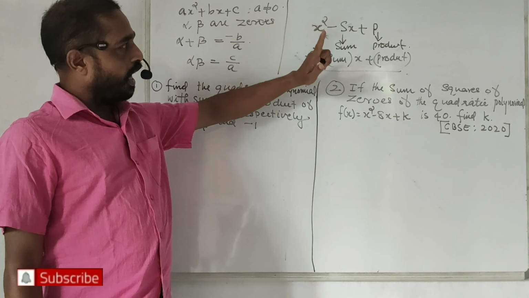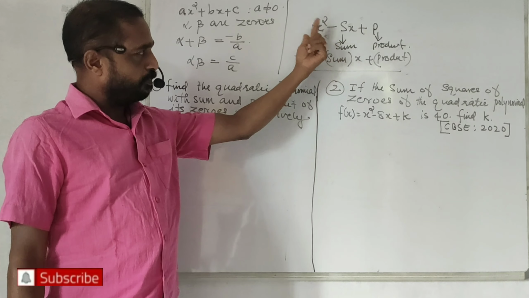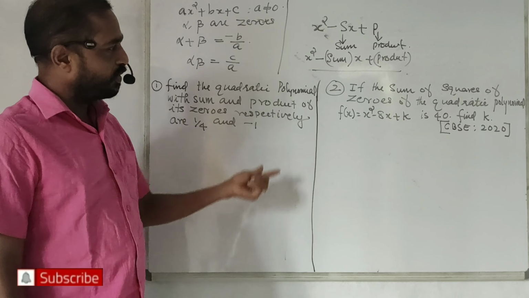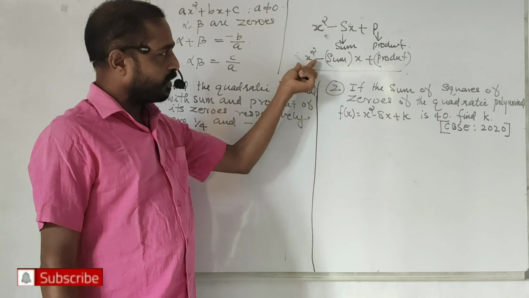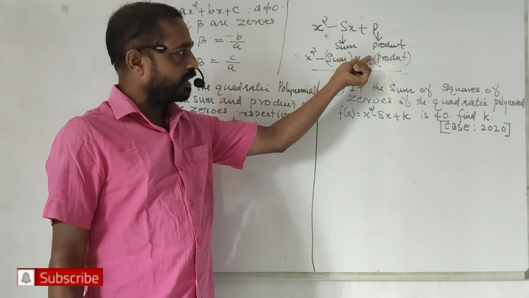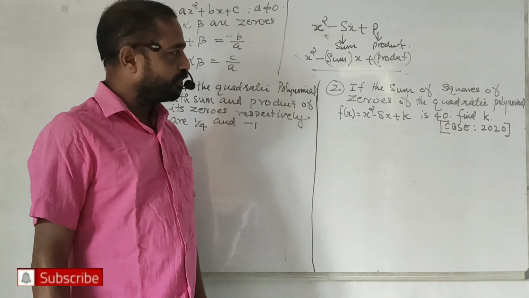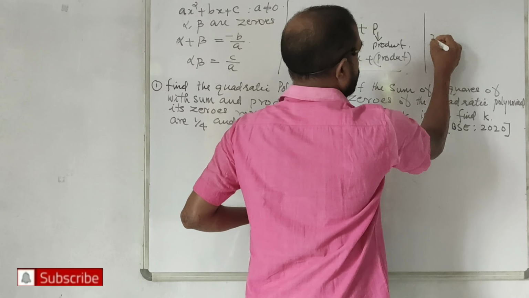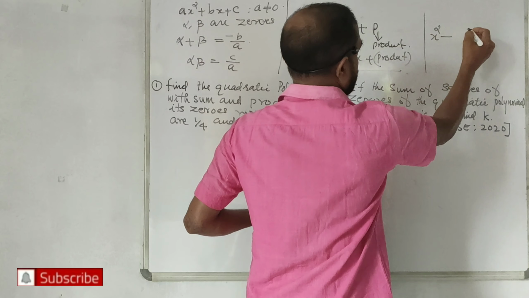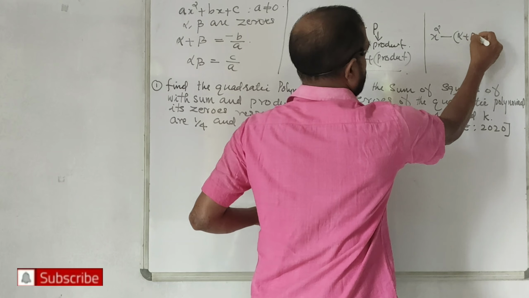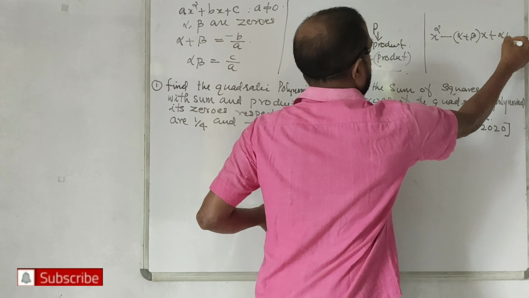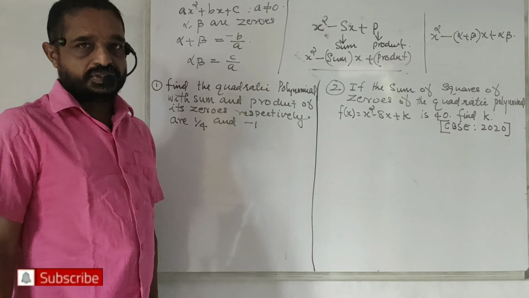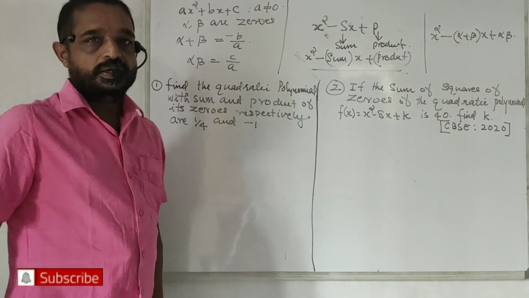So if alpha and beta are the zeros of a quadratic polynomial, what will be the quadratic polynomial? X square minus the sum, alpha plus beta, into x plus alpha into beta. We have seen these results in our last lecture. Now let us go directly to problems.